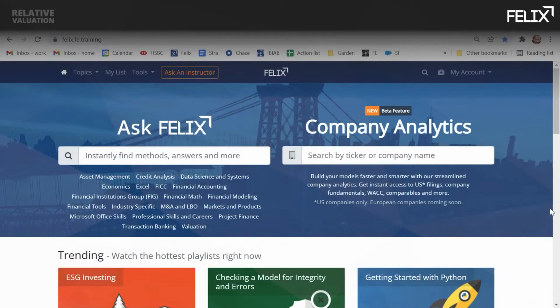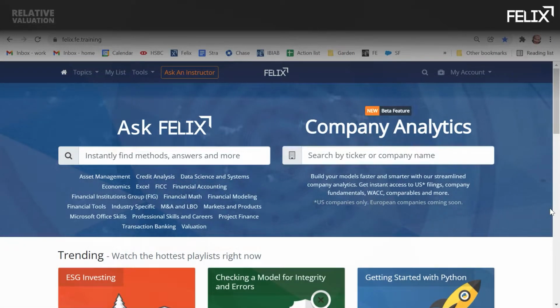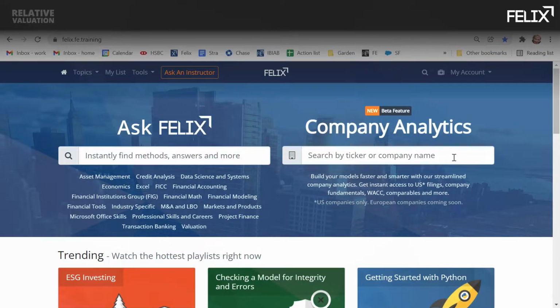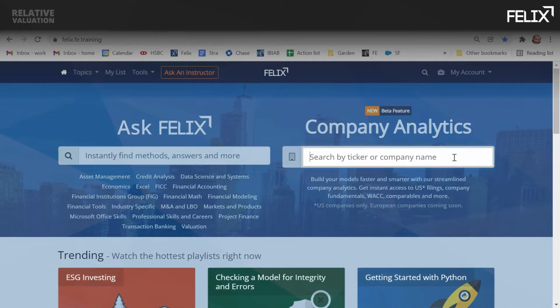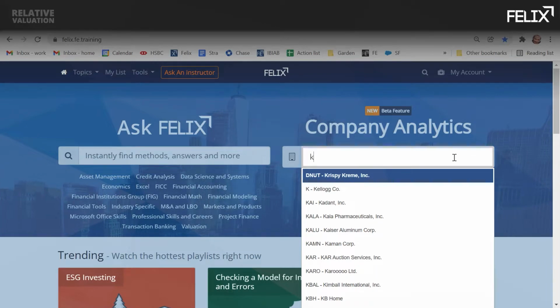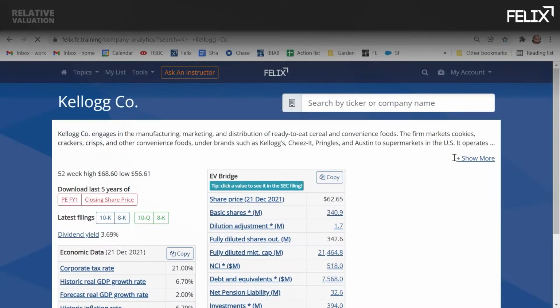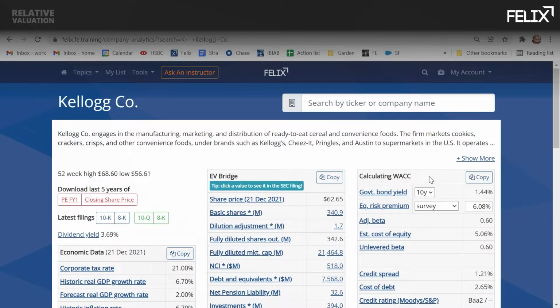Relative value is also known as trading comparables. Typically, relative value is a term used on the trading floor, and trading comps or trading comparables is used in investment banking or corporate finance. We're going to do a company called Kellogg. So I'm going to go to Felix, click in Company Analytics, type the letter K, and then choose Kellogg, and it will bring up the tear sheet for Kellogg.